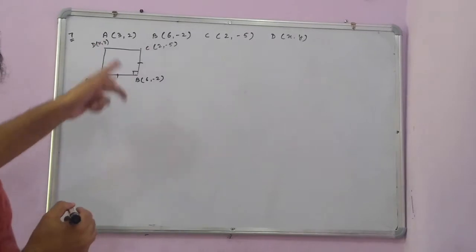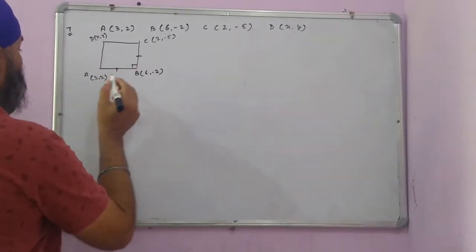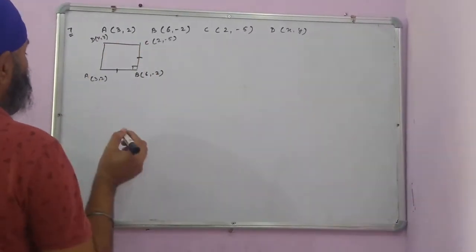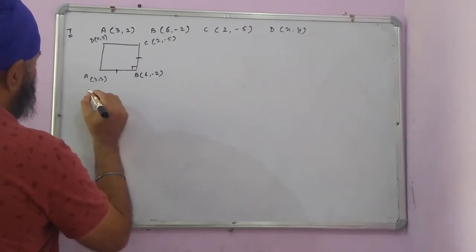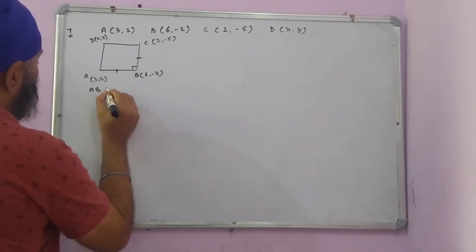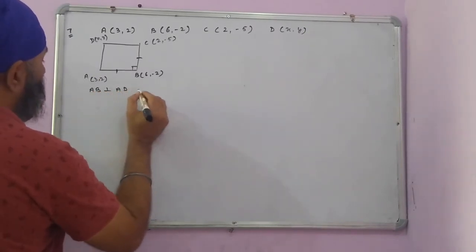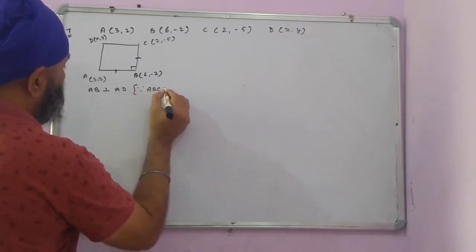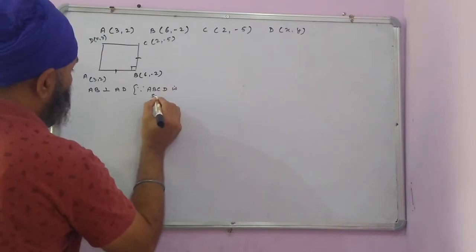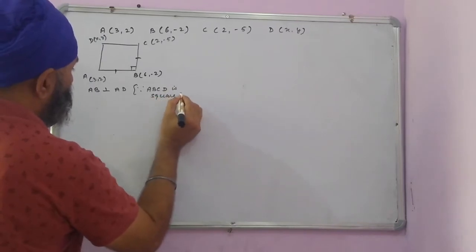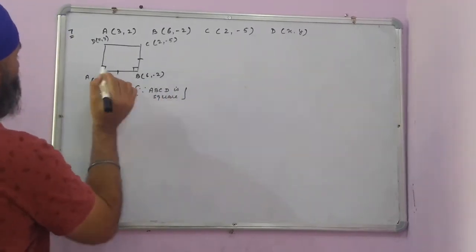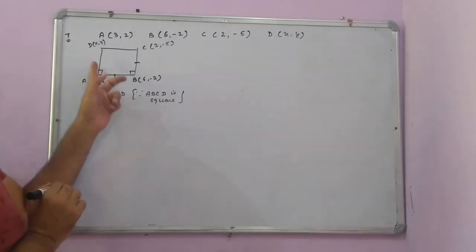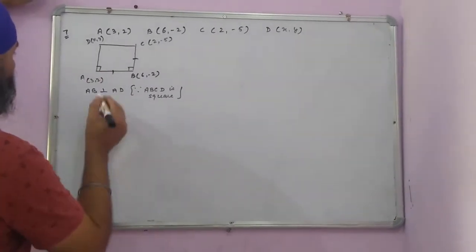Now I have to find the coordinates of D. ABCD is a square, so AB is perpendicular to AD. If it is a square, then these two lines will be perpendicular to each other.